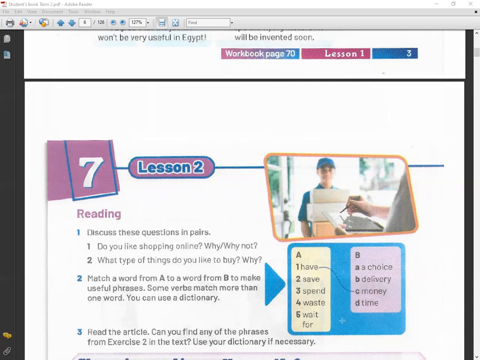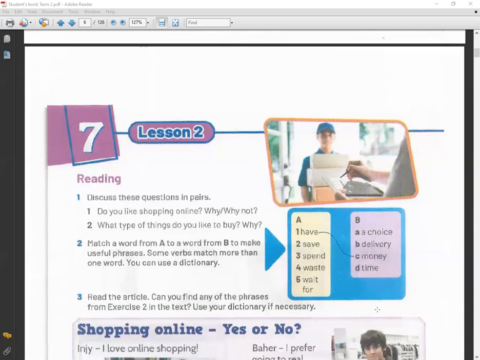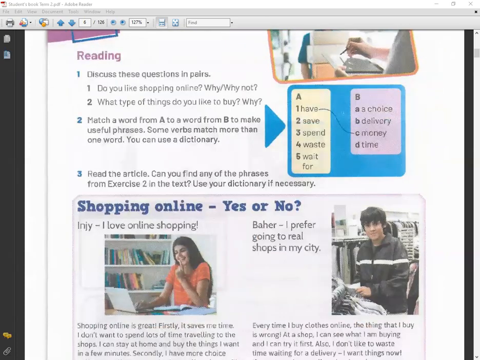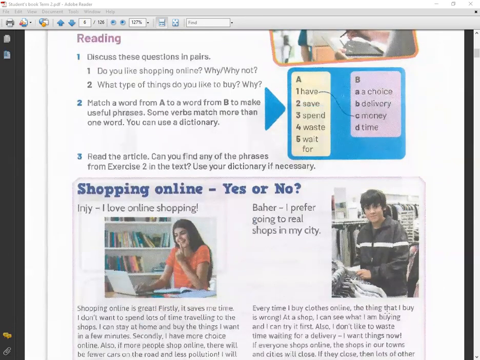Exercise 2, we need to match from column A to column B. Column A has some verbs, and column B has some words. Most of them match more than one word, more than one noun. Exercise 3, we need to read about shopping online. Is it yes or no?